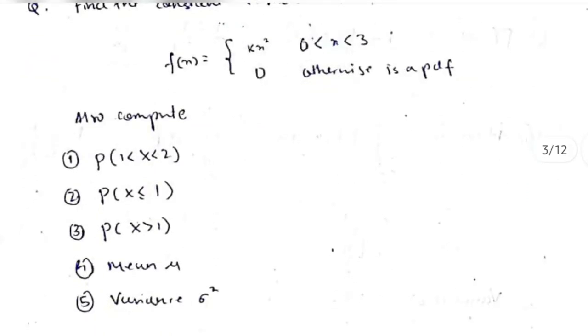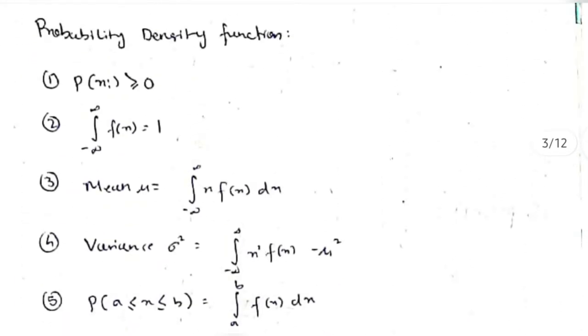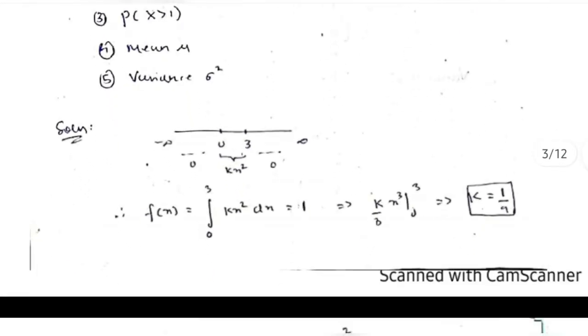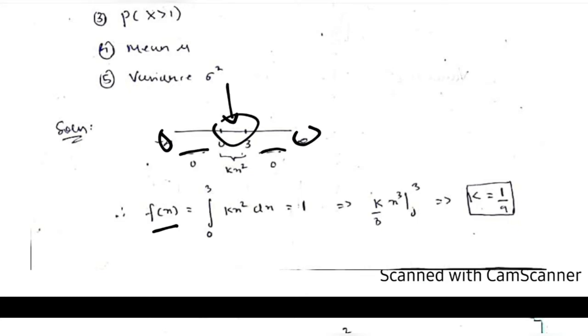To find out k we can use the second formula, which is that the summation of all probabilities should be equal to 1. So we can write the summation here by using integration of f of x from minus infinity to infinity. Since these both are 0, we'll just look at this interval, write that interval here in terms of limits, and then write the f of x value, which is kx square. We'll get the answer of k as 1 by 9.